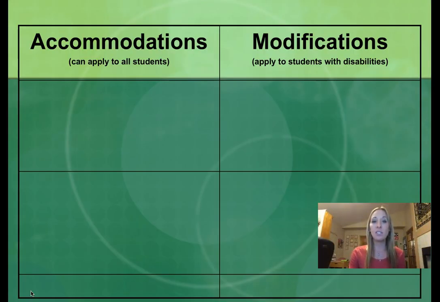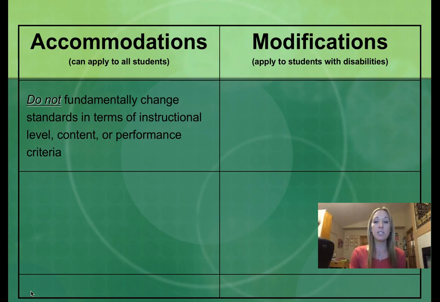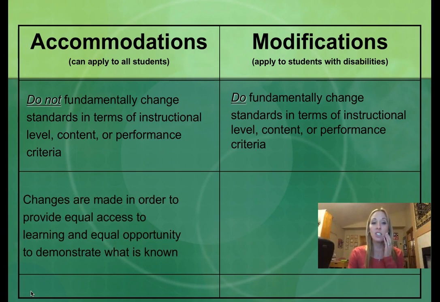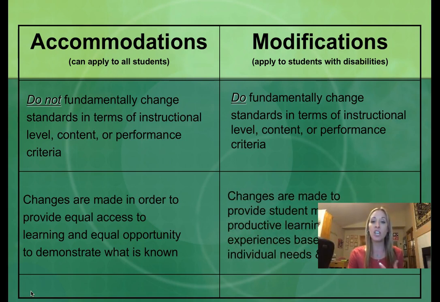Accommodations can apply to all students, whereas modifications apply to students with disabilities only. Accommodations do not fundamentally change any standards in terms of instructional level, content, or performance criteria, whereas modifications do fundamentally change those standards in terms of the instructional level, content, and performance criteria. Changes are made in order to provide equal access. So remember, accommodations are all about access, whereas modifications are about changes that are made to provide the student meaningful and productive learning experiences based on their needs and abilities.